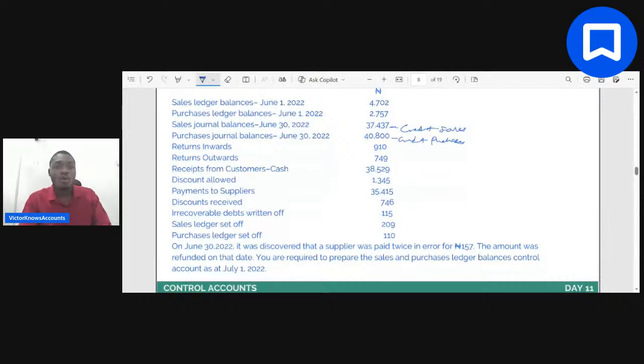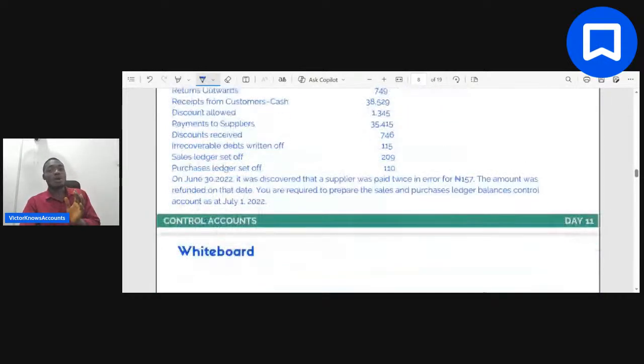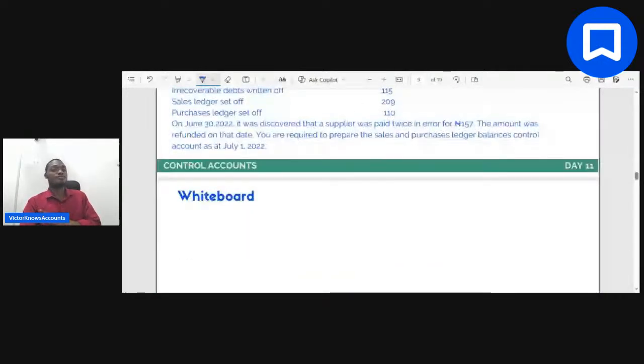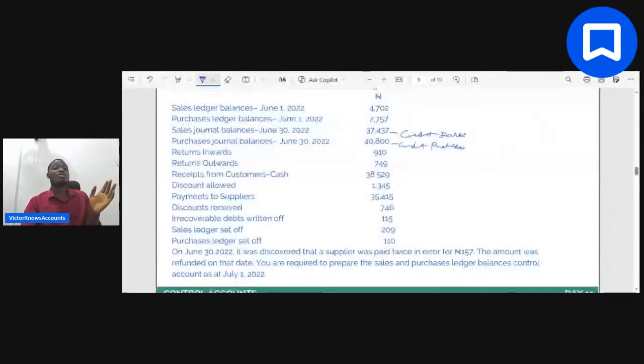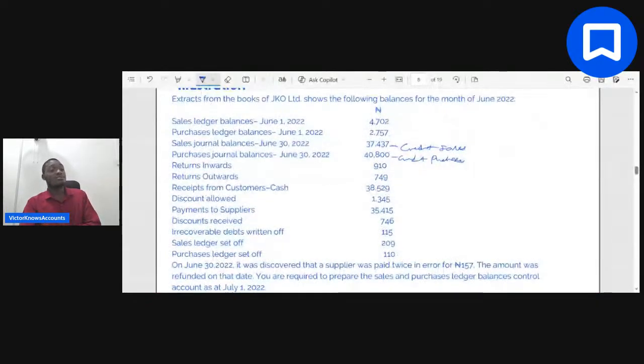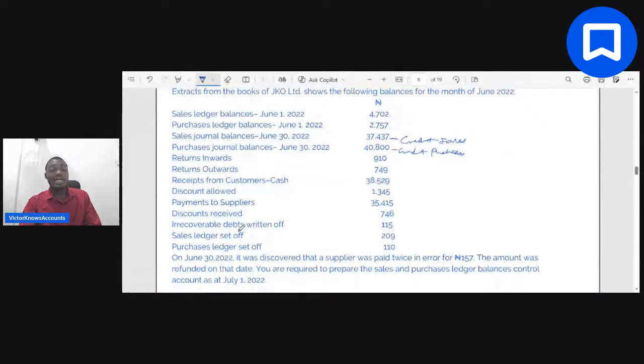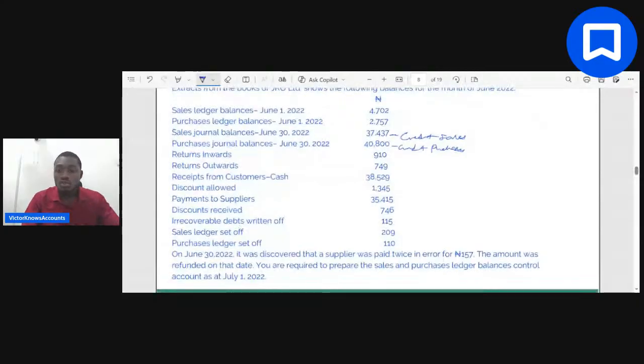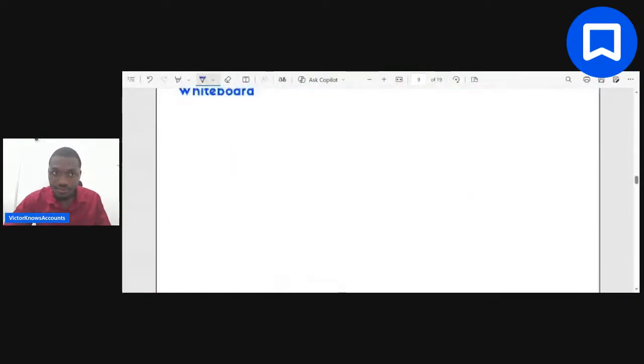Now, the best way to prepare this is to do it simultaneously, or we can decide to do it one by one. So I think let us do it one by one. Sales ledger control account.